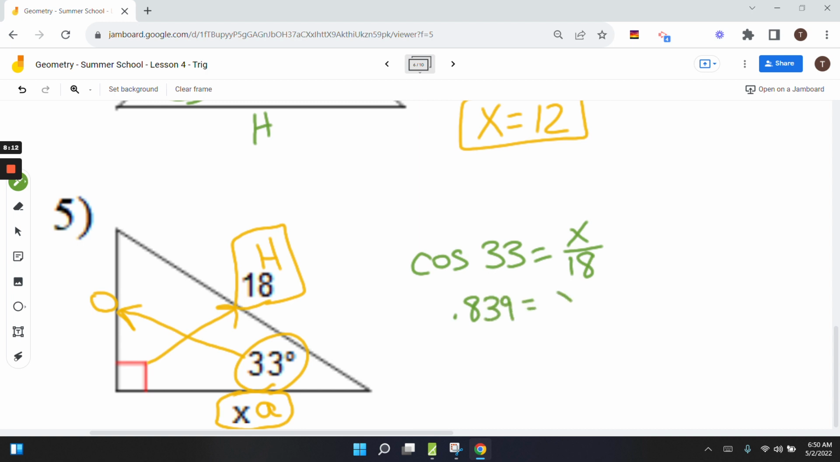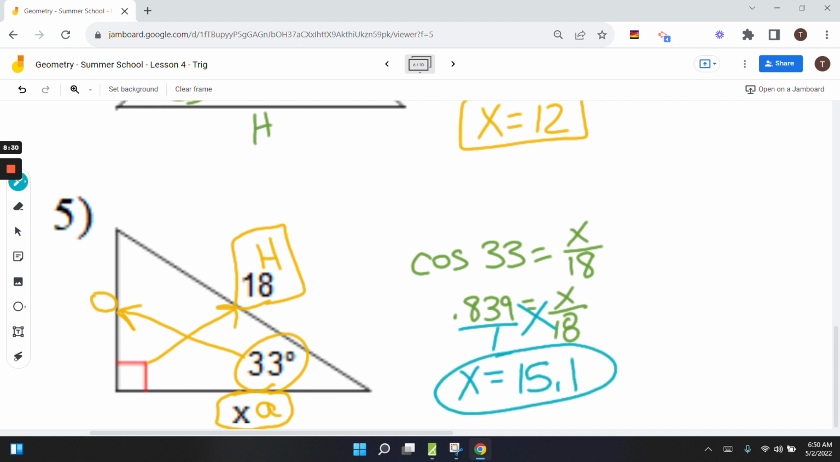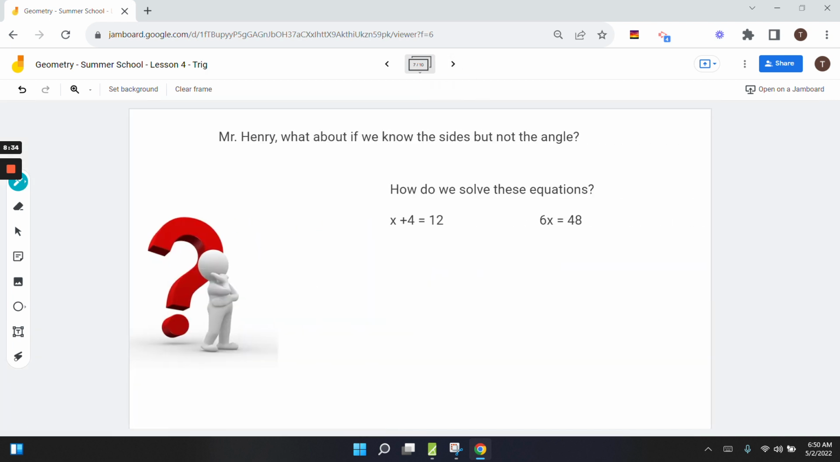Now, when we're solving for an angle, it changes a little bit, but not too much. So just remember, when we solve equations like this, we're trying to undo operations. We're trying to get the x by itself. So the opposite of adding 4 is subtracting 4 here, and I would get x equals 8. The opposite of multiplying by 6 is dividing by 6, so I would get x equals 8. So when trying to undo, to find an angle, I need an inverse operation.